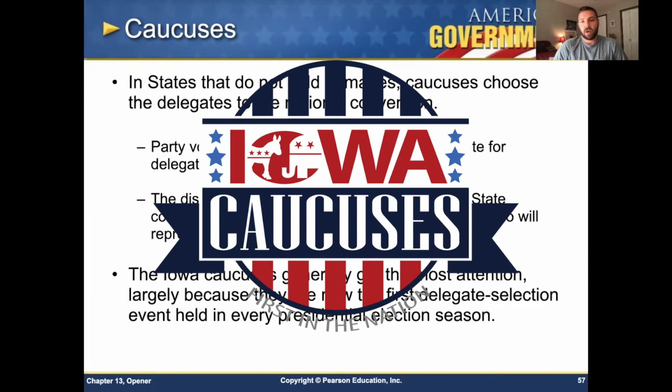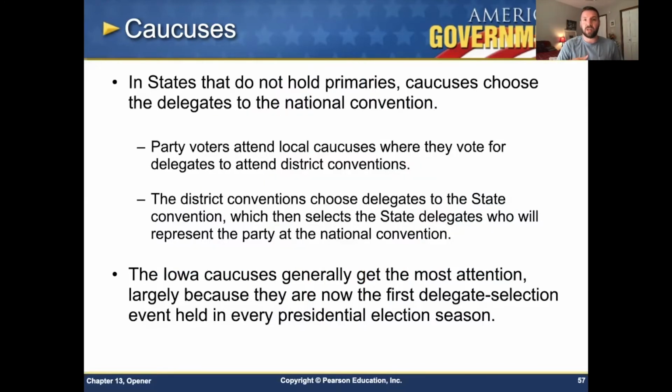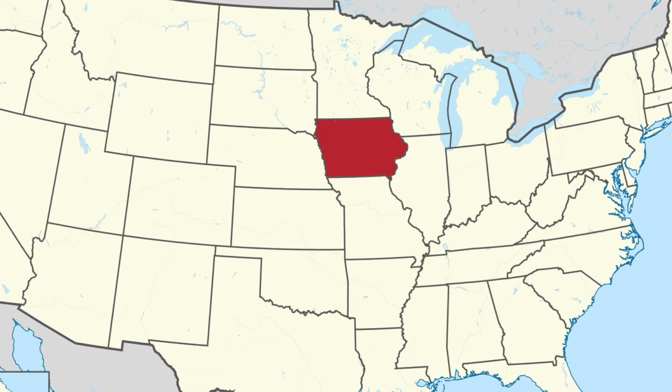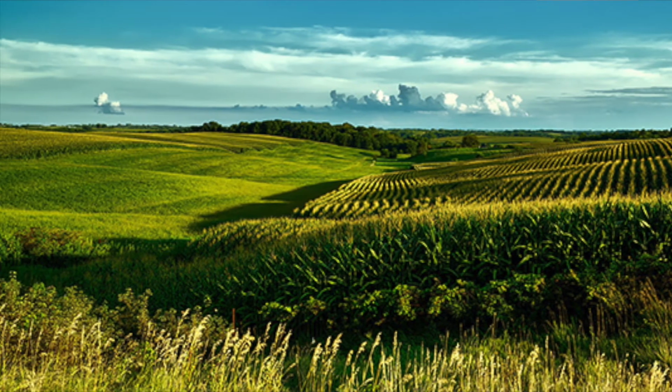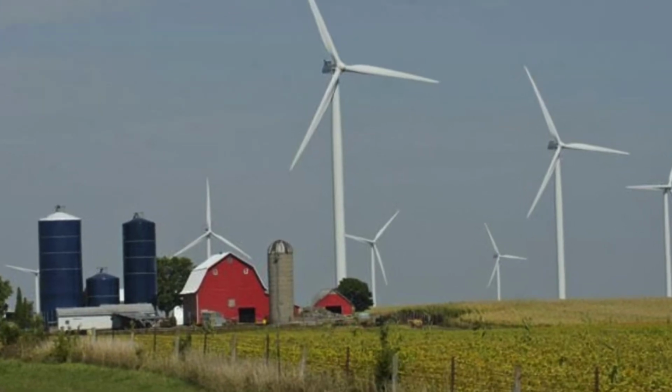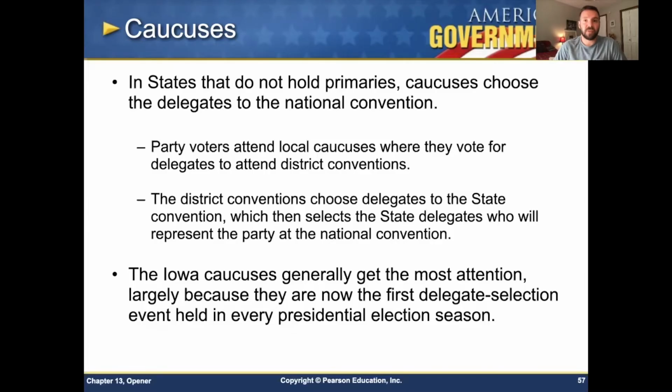The Iowa caucuses generally get the most attention because they are the first delegate selection event held in any presidential election season. So if you go back this year, early February, I want to say February 3rd maybe, the Iowa caucuses were held. It was the first event of this presidential election year. And that's largely Iowa's claim to fame, because otherwise it's just a flat bunch of corn and windmills and whatever. Who knows?